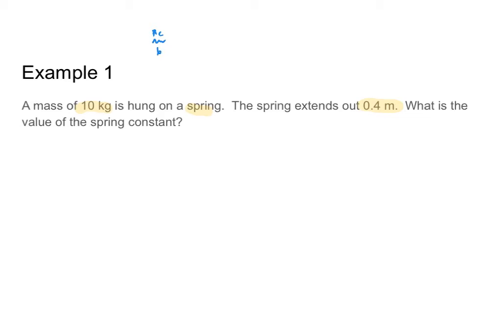So here is my spring, and it's going to extend out. Sorry guys, I am misdrawing this picture. Let me try one more time. So it's going to extend out 0.4 meters when a 10 kilogram mass is hung on it. And we want to find the value of the spring constant, K. So let's go ahead and do that.